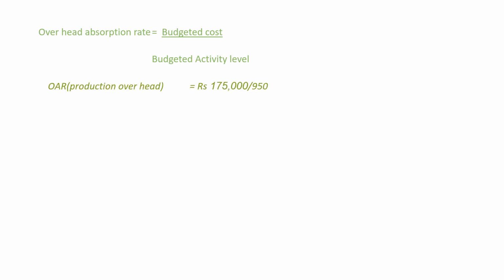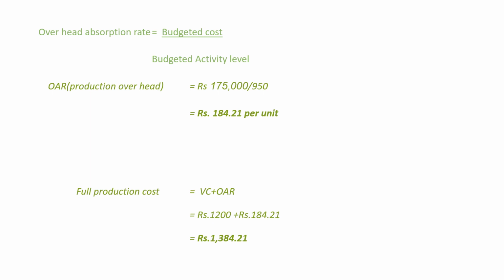Before preparing the absorption costing income statement, we have to calculate the overhead absorption rate. That is budgeted cost divided by the budgeted activity level. In this one, OAR for production overhead is 175,000 divided by 950, which is rupees 184 and 21 cents. And we are going to calculate the full production cost, which is variable cost plus the overhead absorption rate. So according to this question, the total cost is 1,384 rupees and 21 cents.